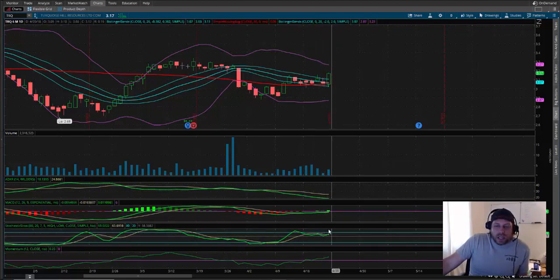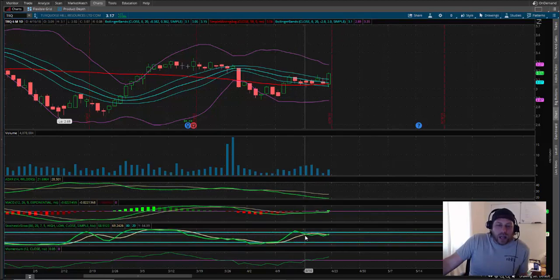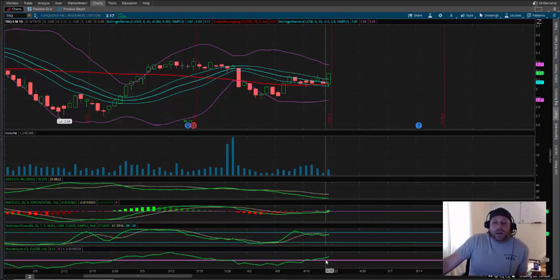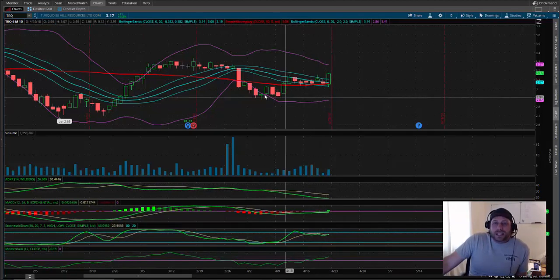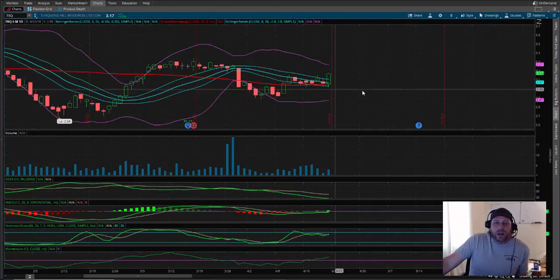Stochastic slow. It's not oversold. It is on the higher end, but again, it's not oversold, so there could be some wiggle room in there, and the momentum is up. So this is an actual potential trade right here.